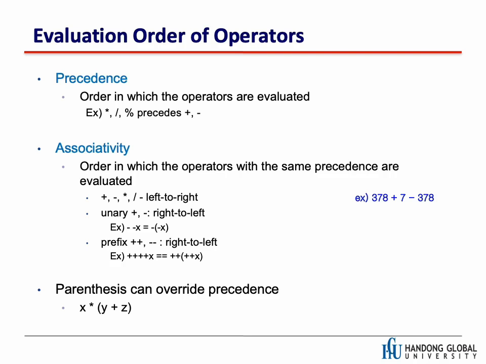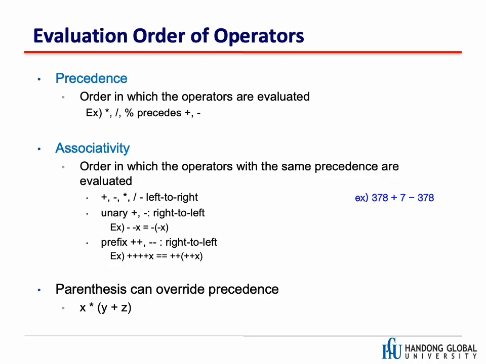But here is an interesting issue. As you can see in this example, when we evaluate these expressions, we know the answer is 7 so easily because we don't actually evaluate 378 plus 7. We can see that we have a 378 and we have minus 378. So we just evaluate this part first, and then we have 7.